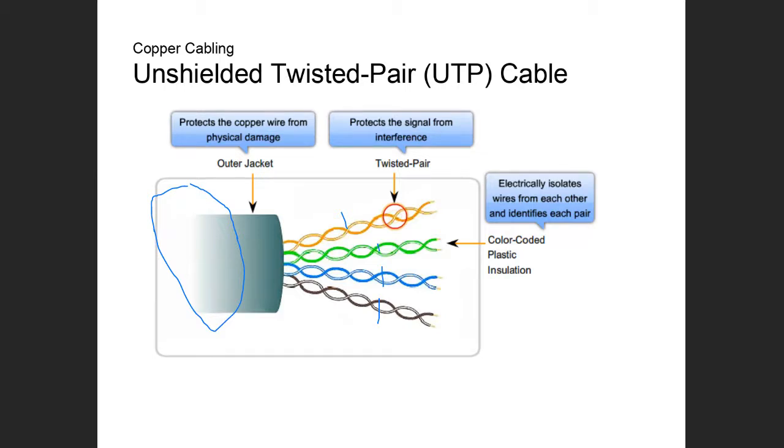They're color coded so that when the installers put them into an installation, they'll punch them down. There are 8 connectors on the RJ45 connector, and each one of these colors has to go to the proper connector on the other end, or you won't have a proper circuit.